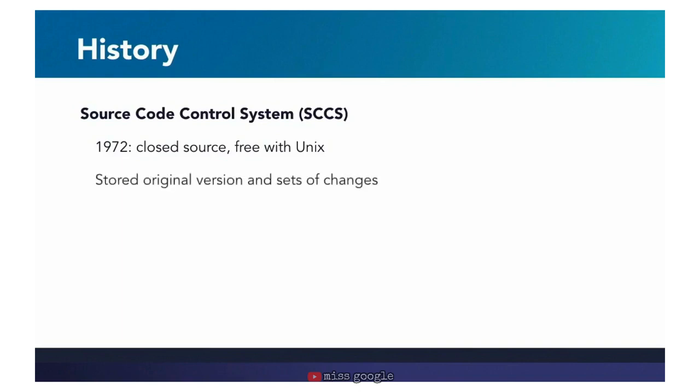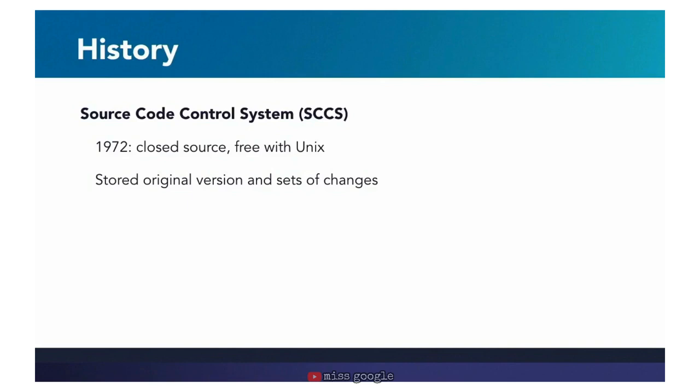What SCCS does is it keeps the original document, but then instead of saving the whole document a second time, it just saves a snapshot of what the changes were. So if you want version 5 of a document, you just take version 1 and apply 4 sets of changes to it to get to version 5. That's a much more efficient way to store the changes over time.